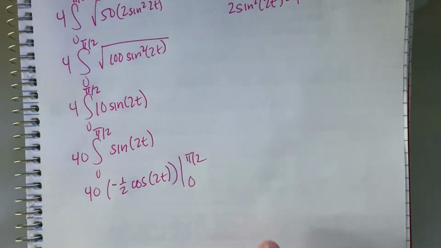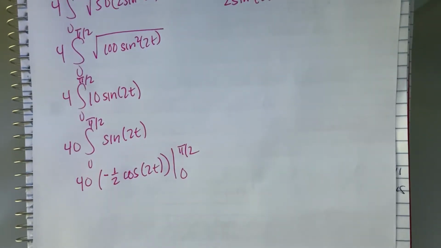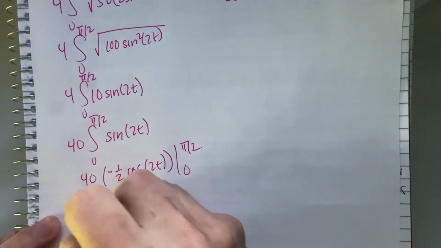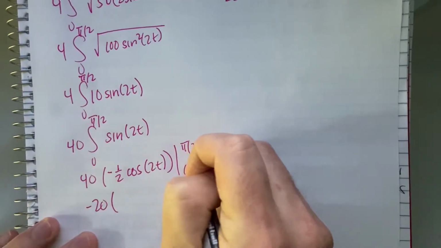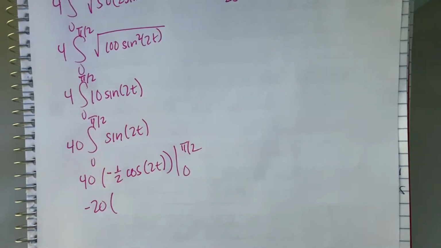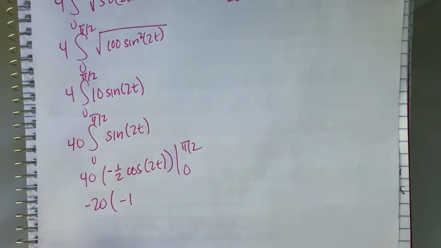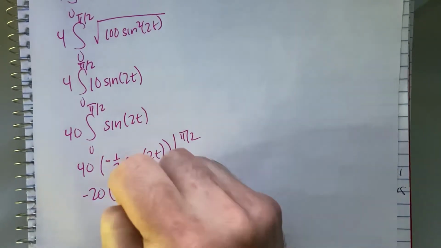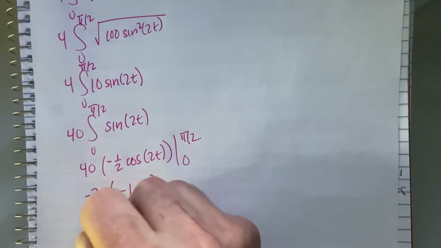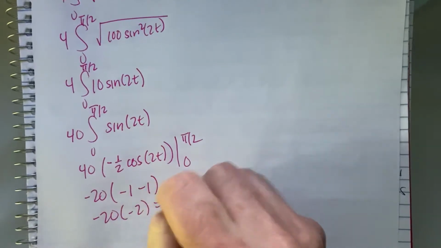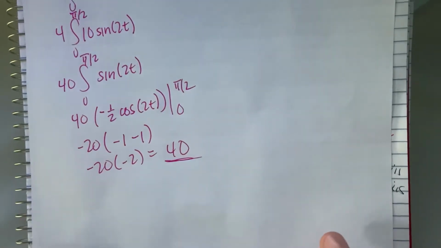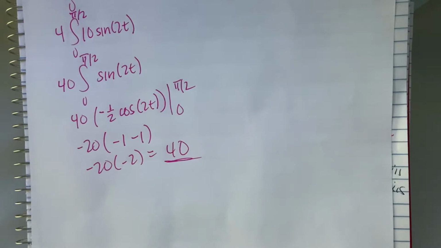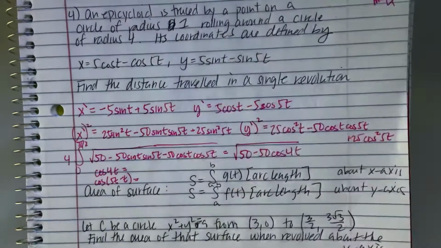Okay, so we know what happens when we plug in. This is negative 20 times cosine of 2 times pi over 2, which is cosine of pi, so negative 1, minus cosine of 0, which is 1. Negative 1 minus 1, so negative 20 times negative 2, which is 40. So the whole thing traveled exactly 40 units. That was a little bit of a scary problem, so I apologize for that, but it is what it is.